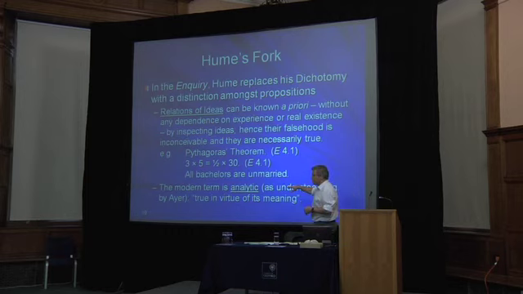Now, I think the nearest modern term to what Hume means by a relation of ideas is something like an analytic proposition. But the word analytic, be warned, is understood in different ways. Kant had one understanding of it, Frege had another. But the kind of way it was understood by Ayer and other logical positivists, true in virtue of its meaning. If a proposition is true in virtue of its meaning, then that's roughly what Hume means by a relation of ideas.